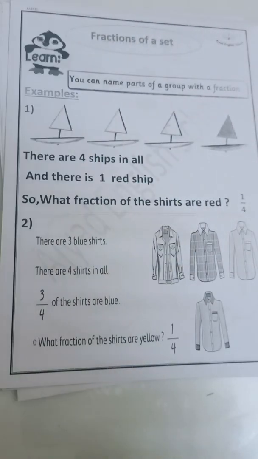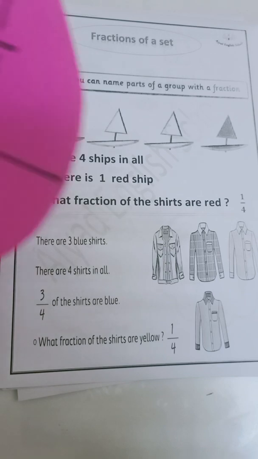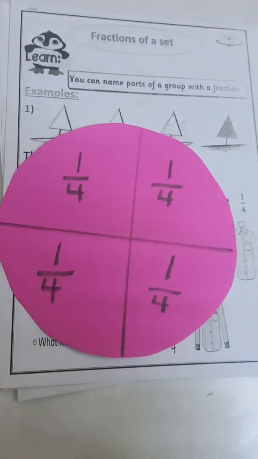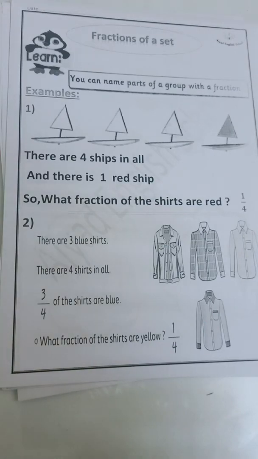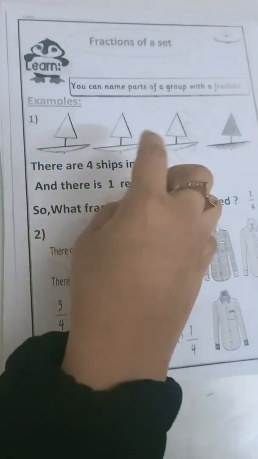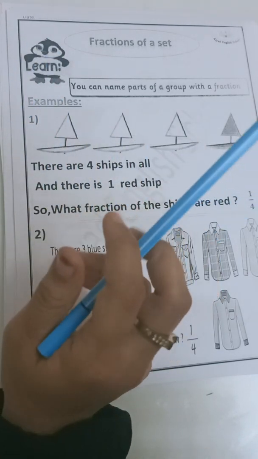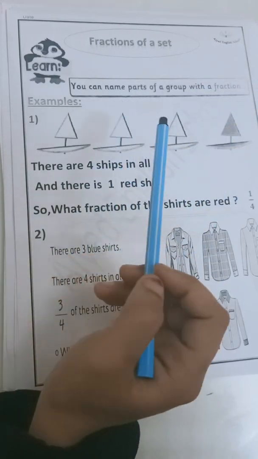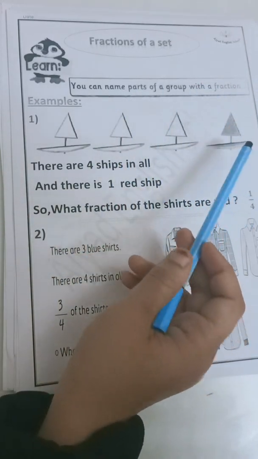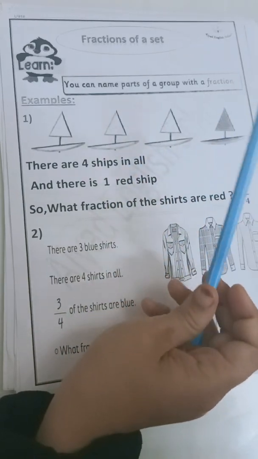Okay, the next page is for your homework. Miss, in the last types we had any one shape divided into fractions. But if we have a set of things, here we have a set of shapes. Okay, and ask me, we have 4 shapes in all. Okay, and ask me how many red? 1 only. Red shape 1 only.